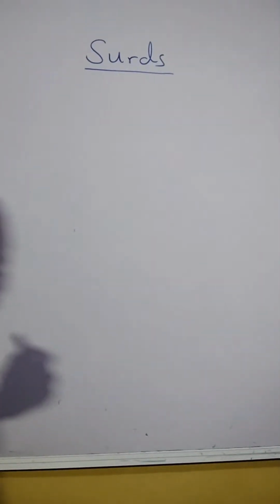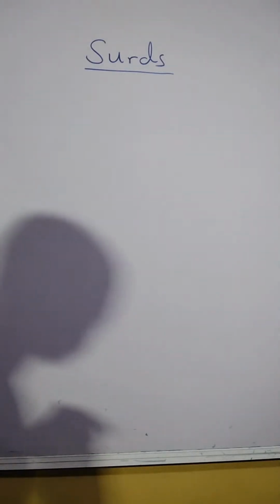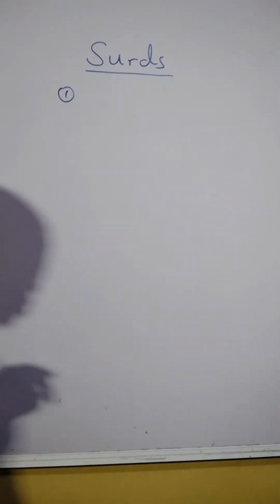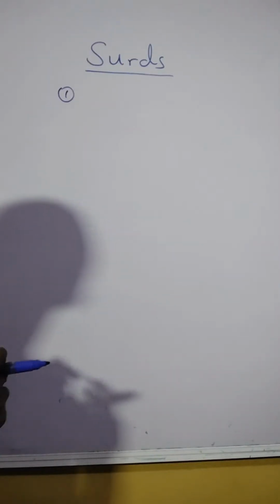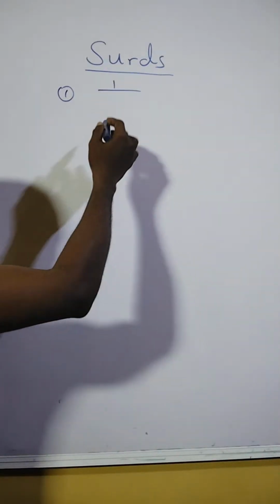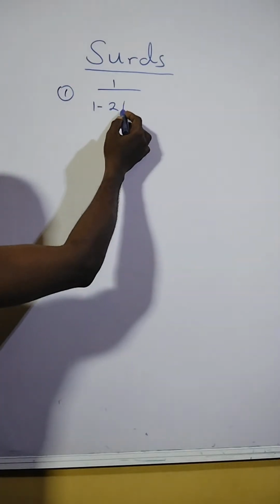In this live class, let's solve some questions on this topic, that is surds. Let's consider the first one. We have to evaluate 1 over 1 minus 2 root 3.